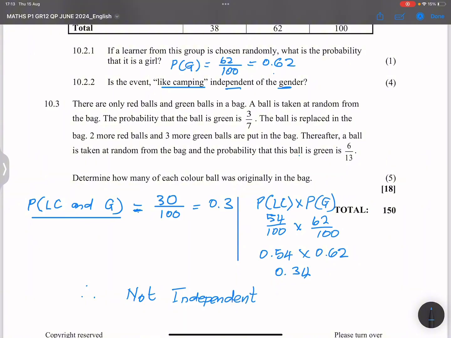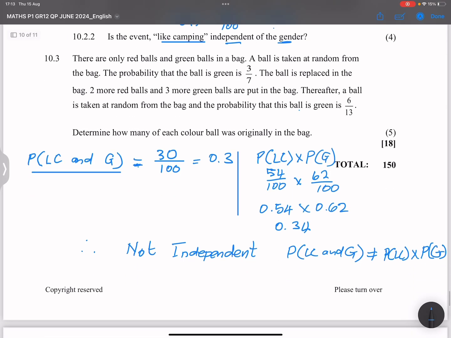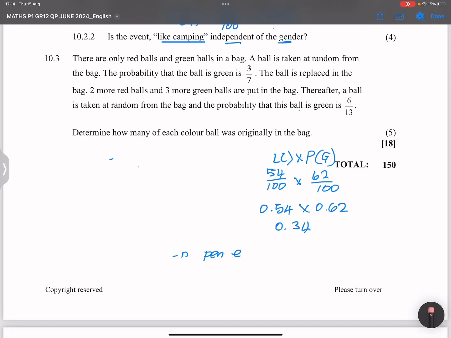And the reason for that is that the probability of like camping and girl is not equal to the probability of like camping times the probability of being a girl. So remember, that's how you are always going to look at independent events. And essentially that is how the cookie crumbles when it comes to that. Right, and finally we've got one last question.